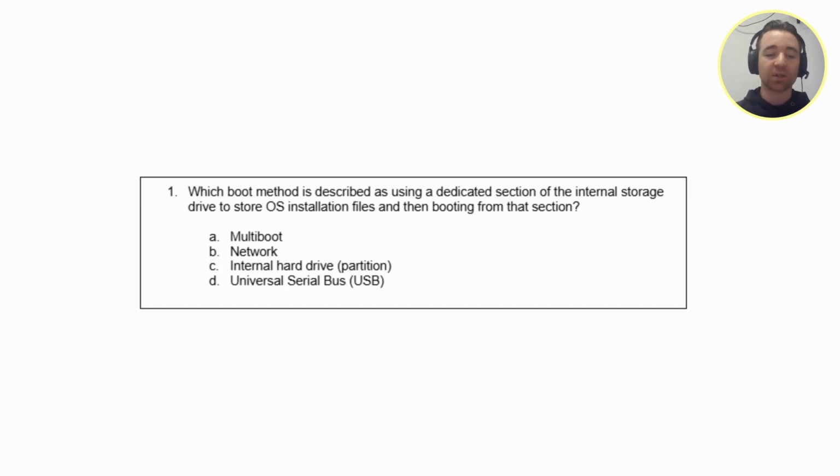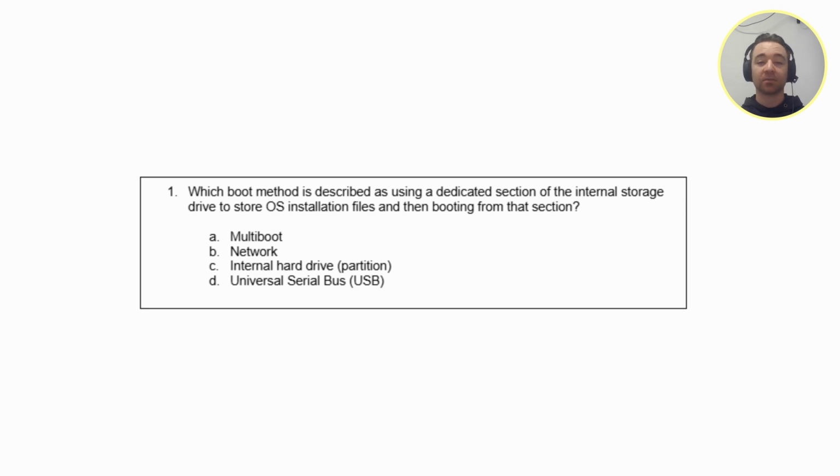So your first question reads, which boot method is described as using a dedicated section of the internal storage drive to store operating system installation files and then booting from that section? Is it A, multi-boot? Is it B, network? Is it C, internal hard drive partition? Or is it D, universal serial bus or USB? Pause the video if you need more time.